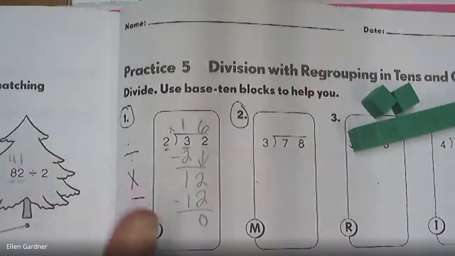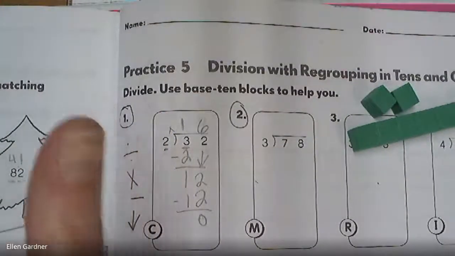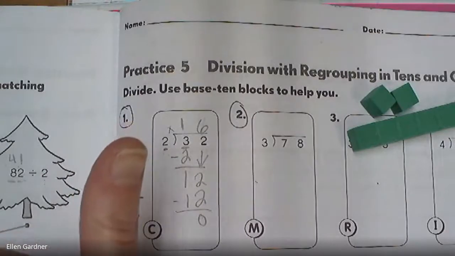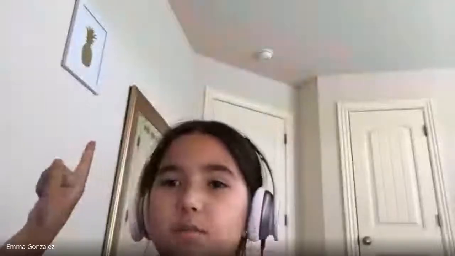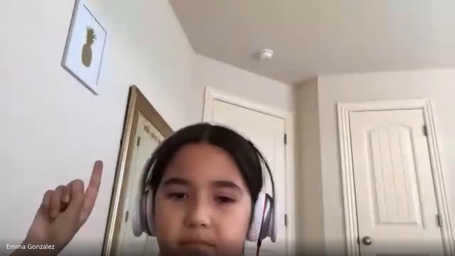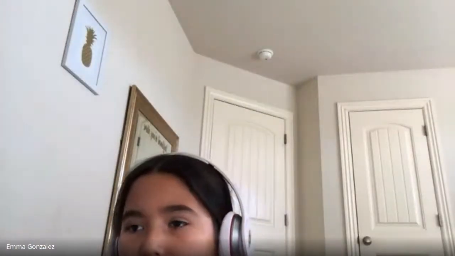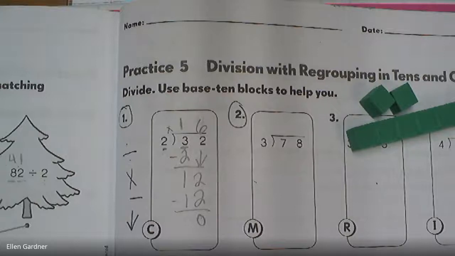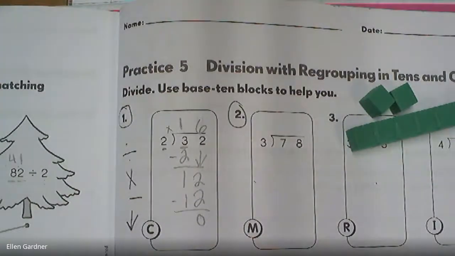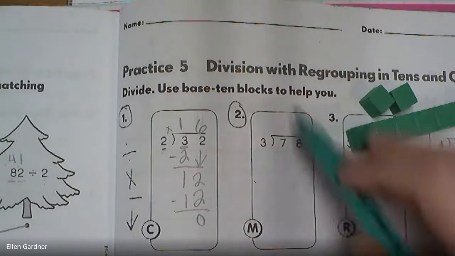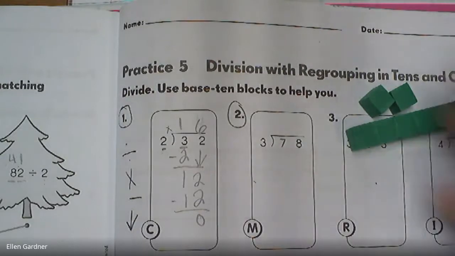Who got 16 as an answer? 16 should be the quotient. I accidentally put a wrong number. Okay, do you see where you made the mistake though? Okay, and once again, with more and more practice, hopefully you start to correct any little mistakes. Emma, could you walk us through the steps of number 2 now? 78 divided by 3.